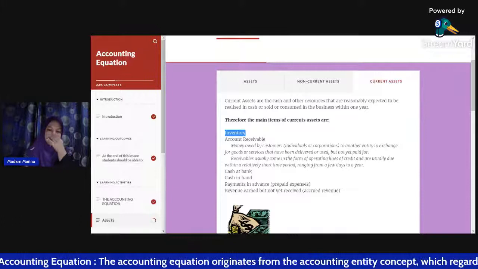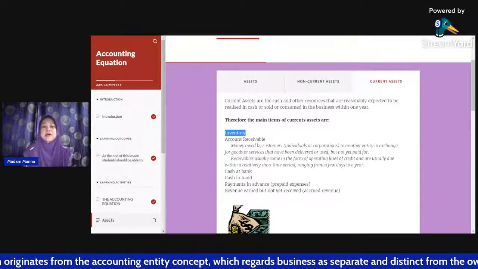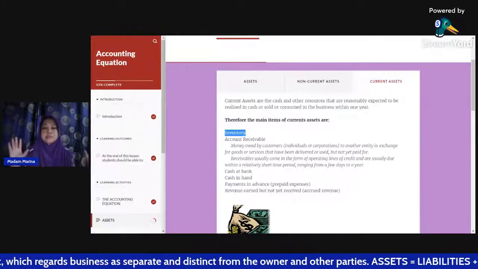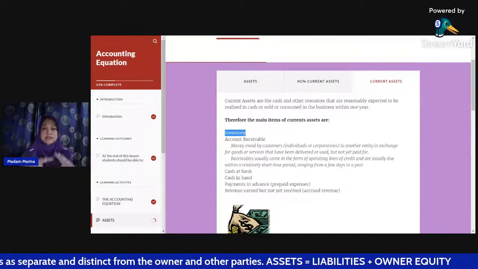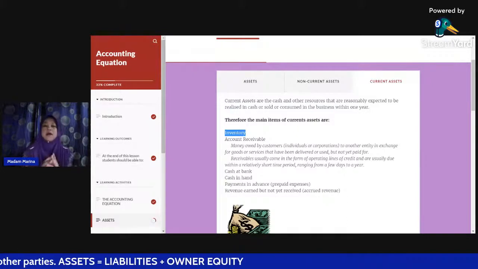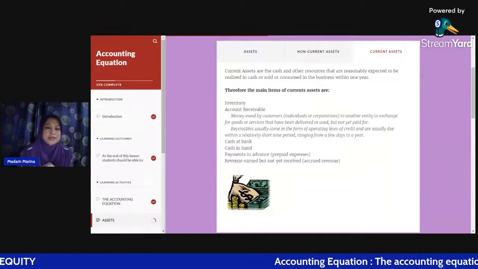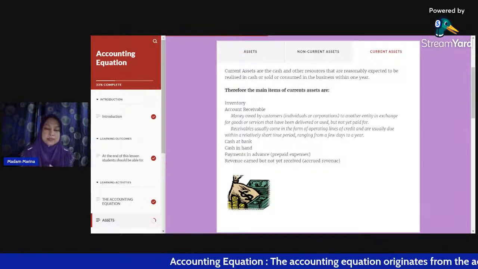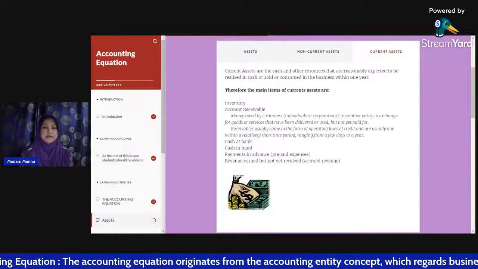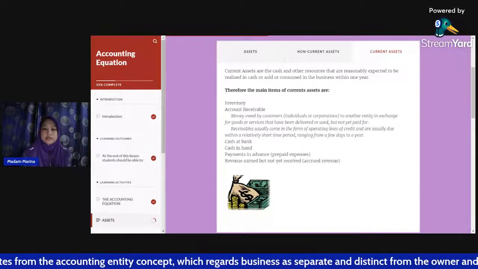When we go to the pasar raya Borong Sakan, for example, or kedai Eco, whatever the goods inside the premises of Eco or premises of pasar raya Borong Sakan, all that's the goods. That's we call inventory. Okay, account receivable. What is account receivable? Money owed by customer. What is customer? For example, madam, I have a business. My goods or my product is handphone.